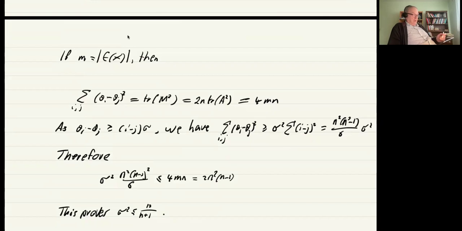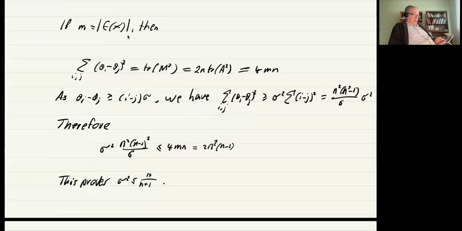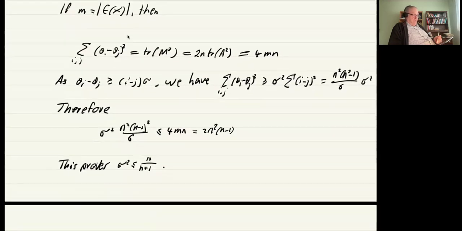So what we get then is that sigma squared times this stuff is less than or equal to 4mn, where m is the number of edges in the graph. The graph has n vertices, so there are at most n choose 2 edges, and we get something just depending on n. And so this proves, after a bit of rearrangement, that sigma squared is less than or equal to 12 over n plus 1.